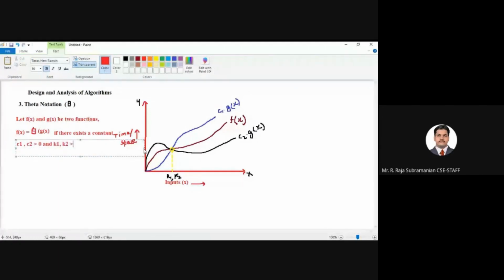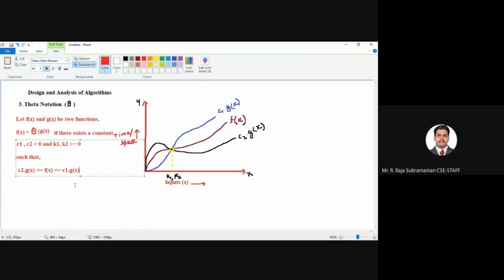Such that, I can write c2 into g of x less than or equal to f of x less than or equal to c1 into g of x. If this condition is holding, then I say that it is an average case notation. This is an average case notation.